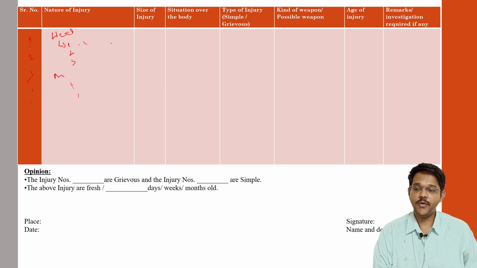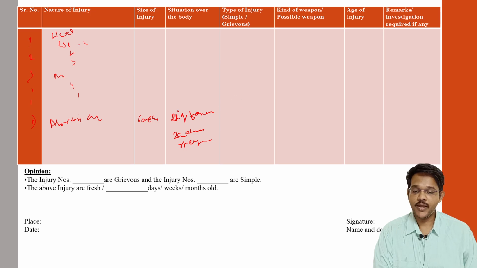Looking at the proforma, the first example is an injury. As I mentioned, there is an abrasion on the forehead, size of the injury 6 centimeter into 4 centimeter, situated over the right side of the forehead, about 2 centimeter above the right eyebrow. Then you have to mention the type of injury, whether it's simple or grievous.